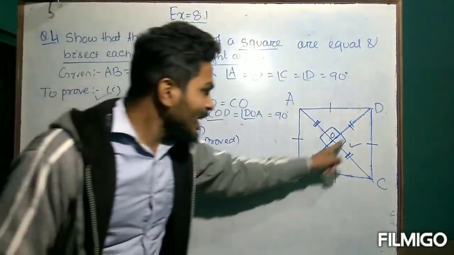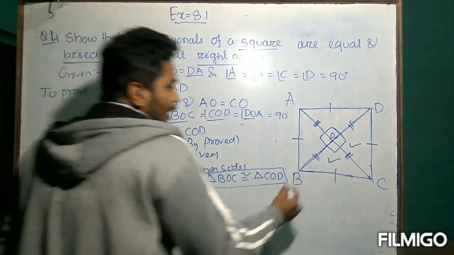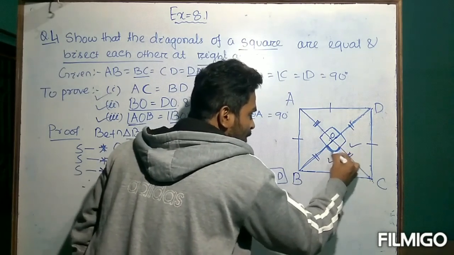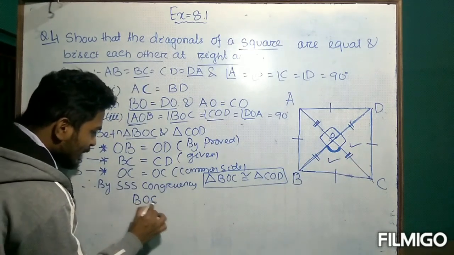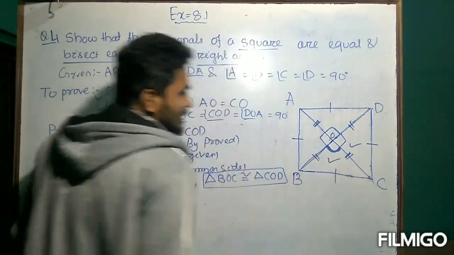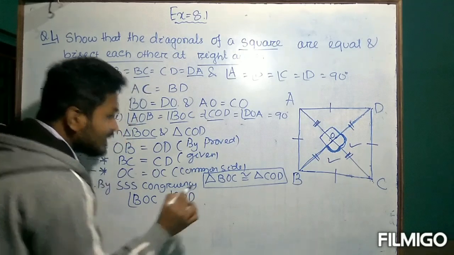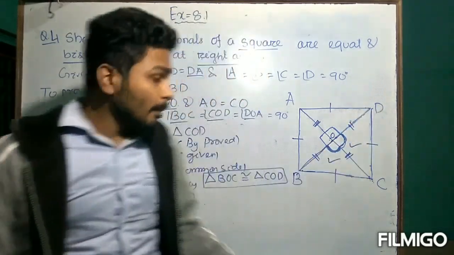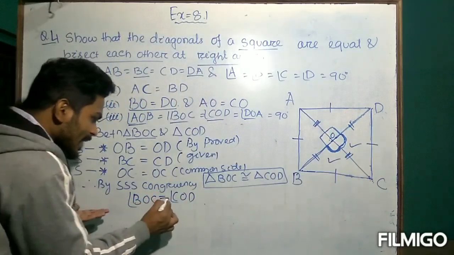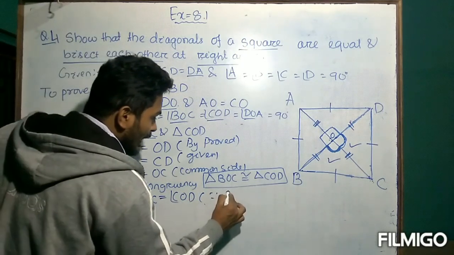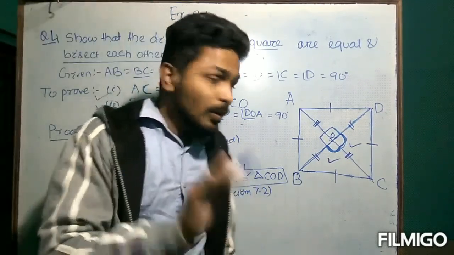Now, if any two triangles are congruent, we know their corresponding parts must be equal, right? So this angle is a part of which triangle? OBC. Which angle? BOC angle. So BOC angle is a part of triangle OBC. Similarly, this angle COD is a part of which triangle? COD triangle. But we know that triangle BOC and triangle COD are congruent. It means their corresponding angles must be equal. It is due to axiom 7.2. Okay, this is now clear.